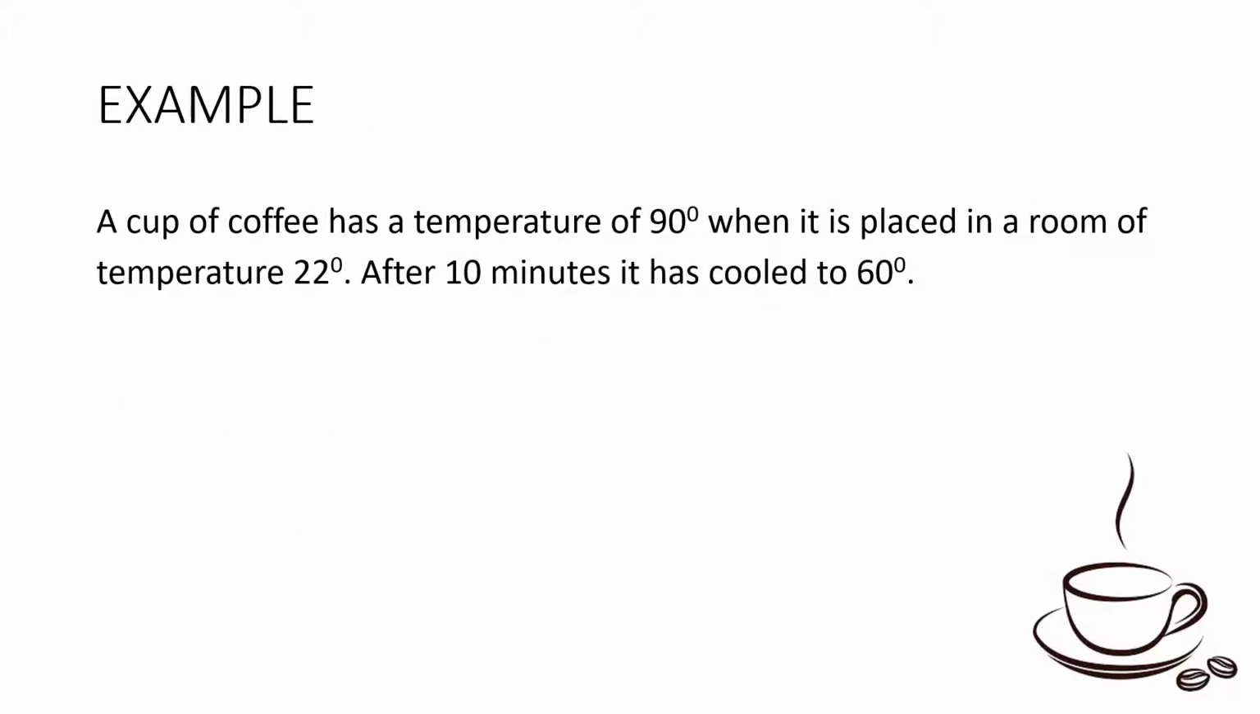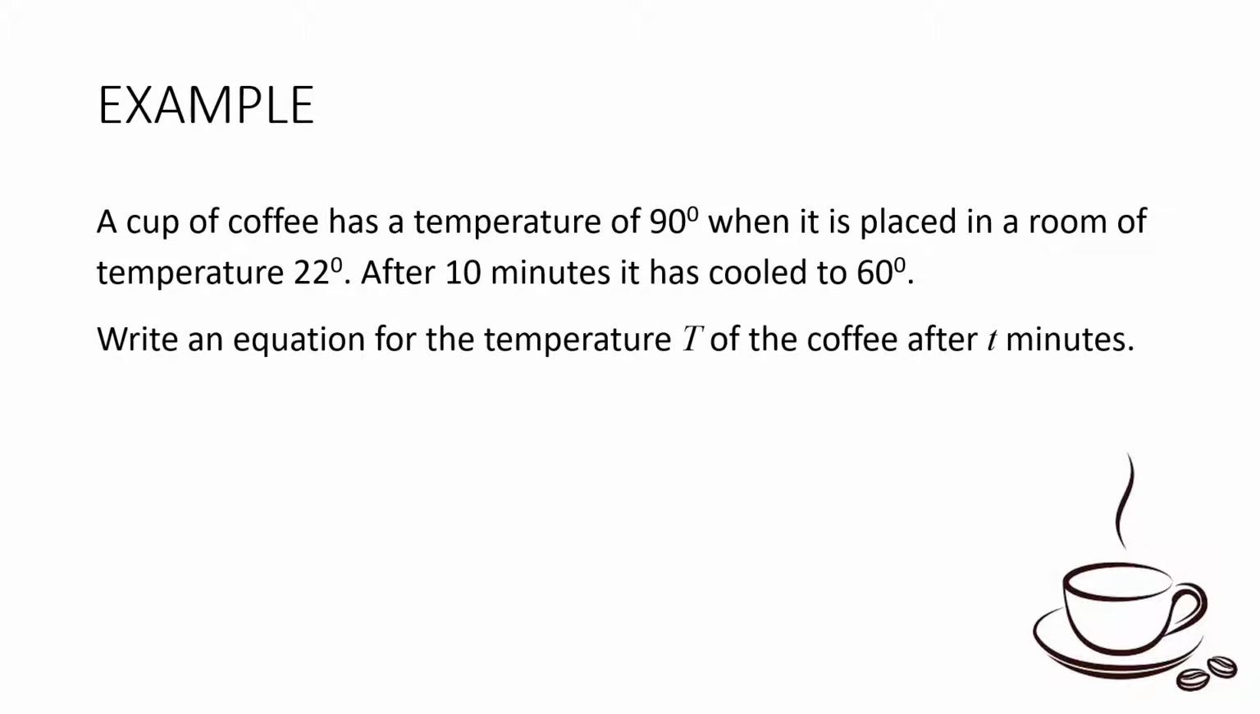So a cup of coffee has a temperature of 90 degrees when it's placed into a room of temperature 22 degrees. After 10 minutes, it has cooled to 60 degrees. All right, so we're going to write an equation for the temperature T of the coffee after t minutes. We'll start with the equation I showed you just before, and we've got three constants that we have to work out. So we're always going to start with this ambient temperature.